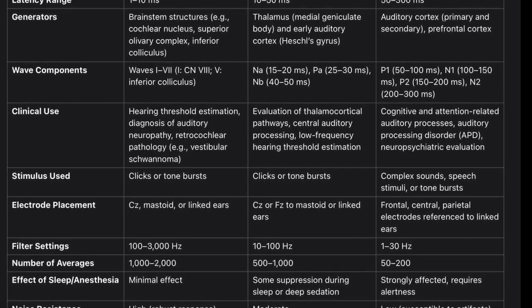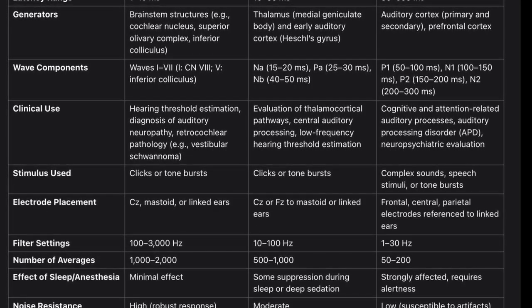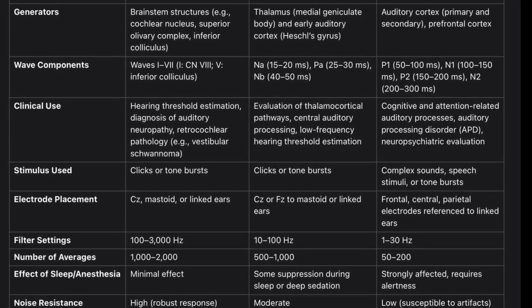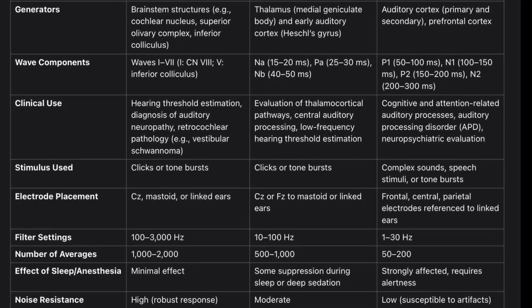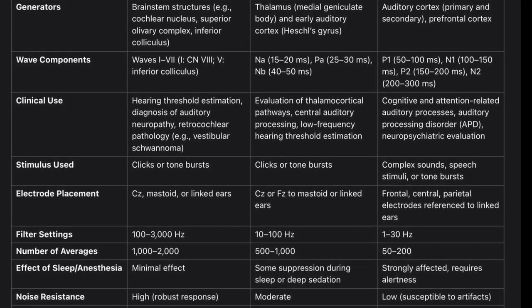In terms of neural generators, ABR originates from brainstem structures like the cochlear nucleus. MLR comes from the thalamus and early auditory cortex, while ALR involves the auditory cortex and prefrontal areas, reflecting cognitive processes. Clinical applications also vary.